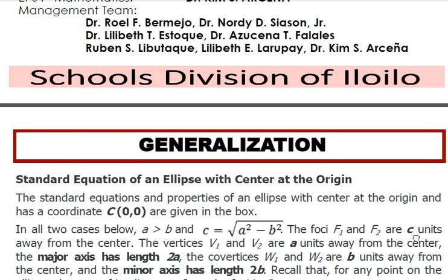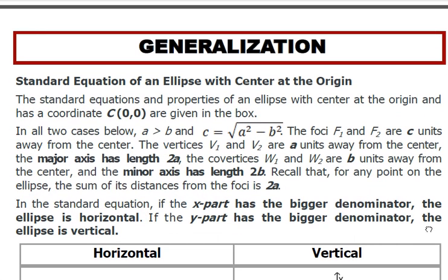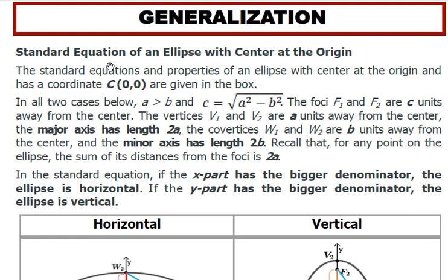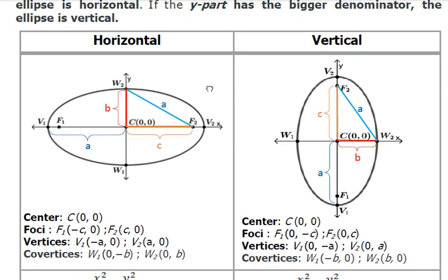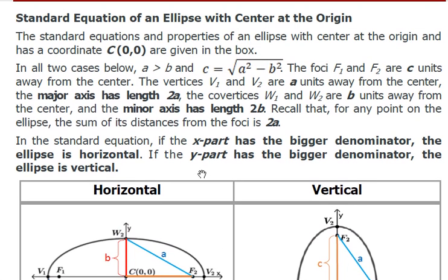For the generalization, we have the standard equation of an ellipse with center at the origin, denoted as C(0,0). The standard equations and properties of an ellipse with center at the origin are given in the box. In all two cases below, let's describe these two cases.